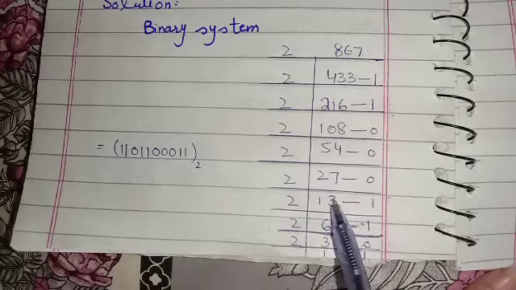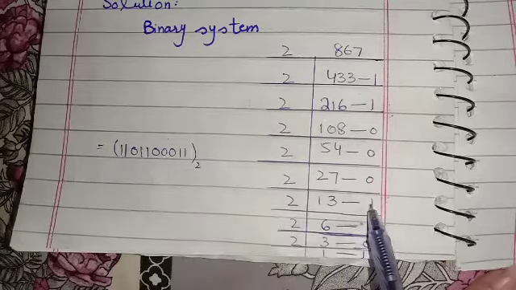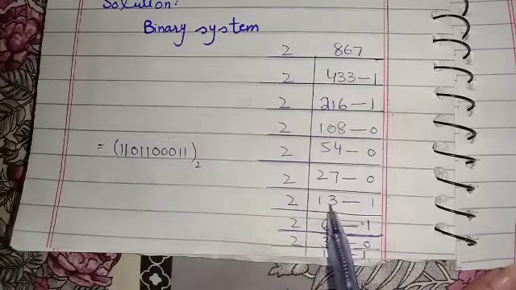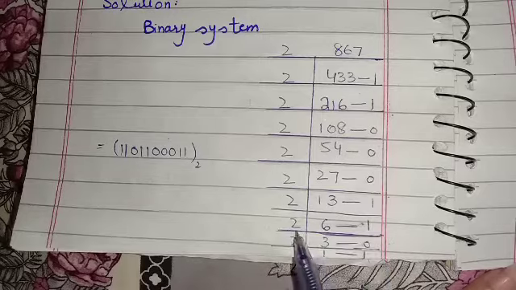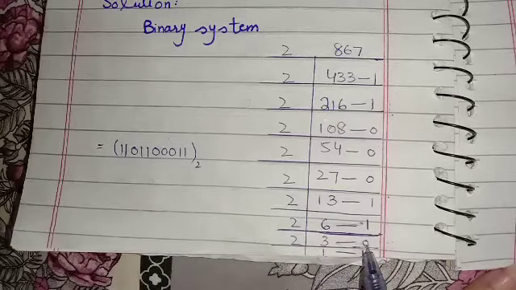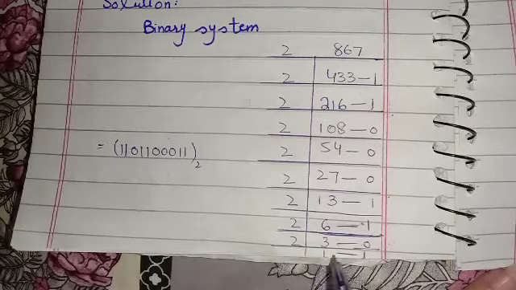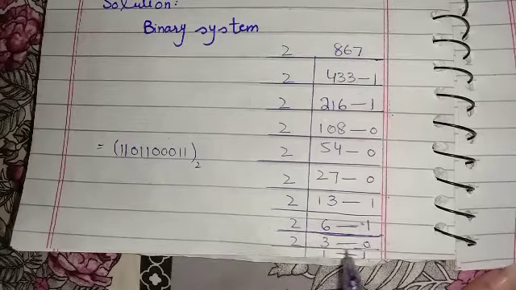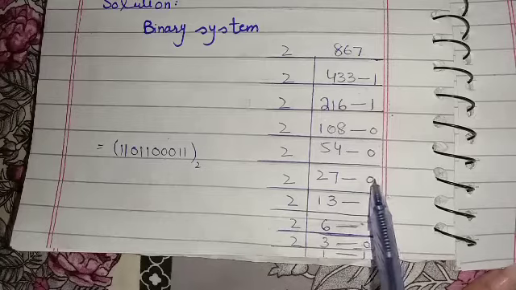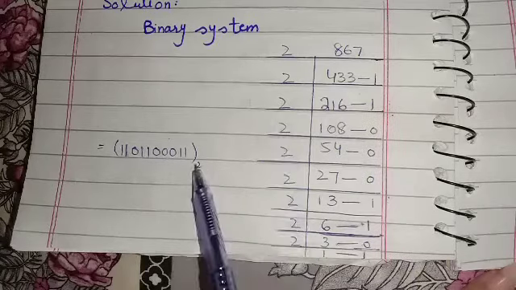2 1s are 2, 2 3s are 6, there is 1 left, so we will write here. 2 6 are 12, 1 left, which is written here. 2 3s are 6, there is nothing remainder, so we will write 0 here. 2 1s are 2 and 1 will written here. Now the answer is 1101100011 with base 2.